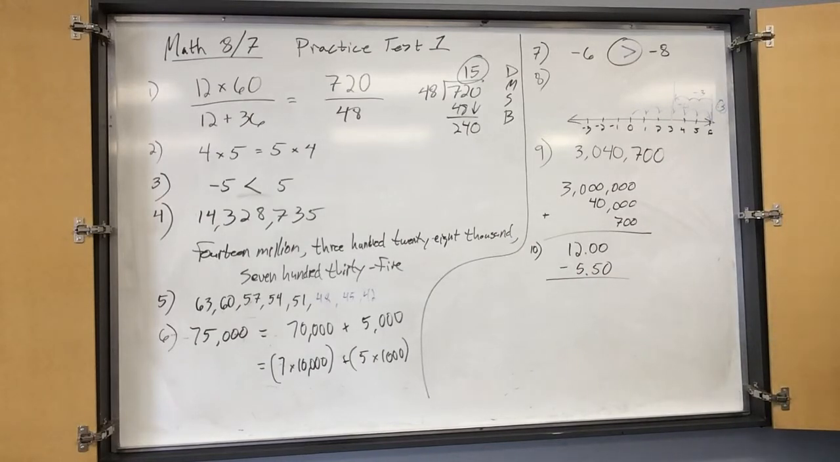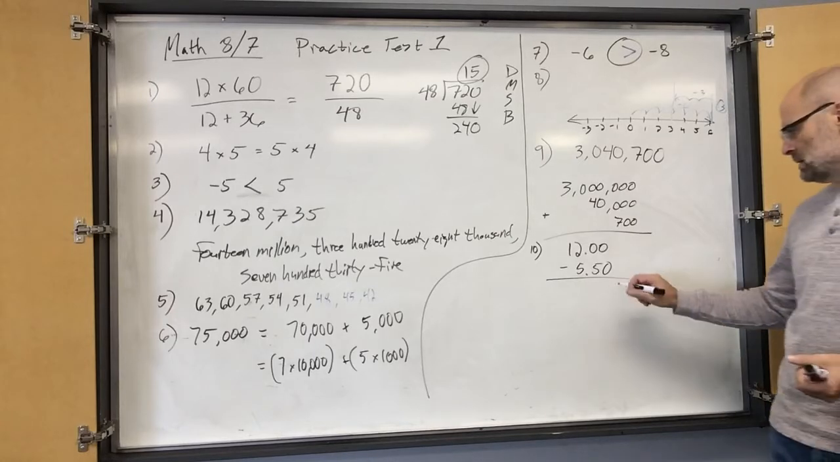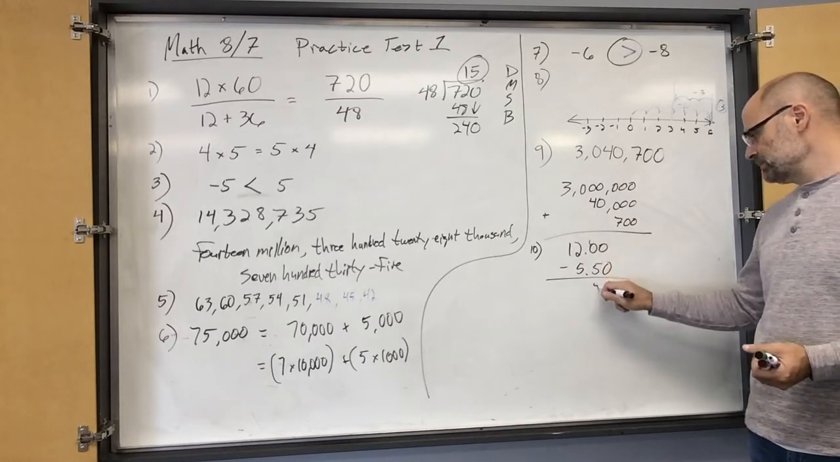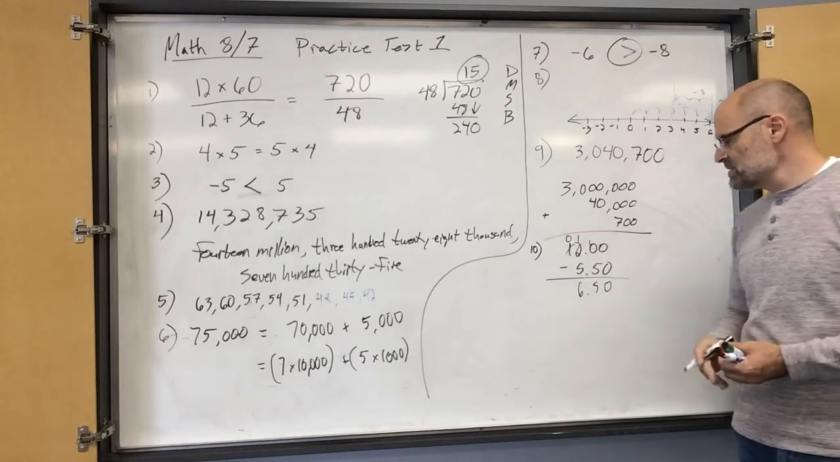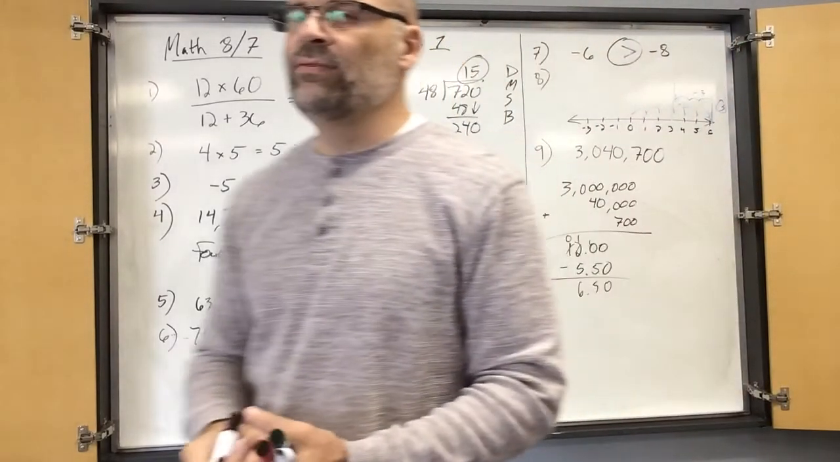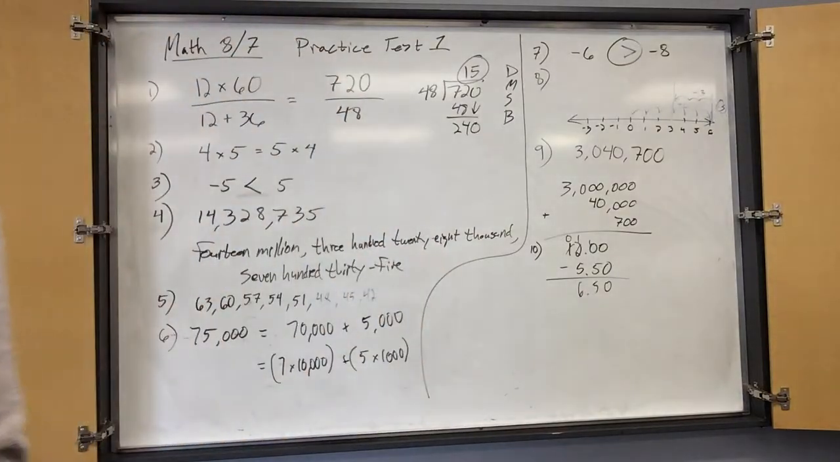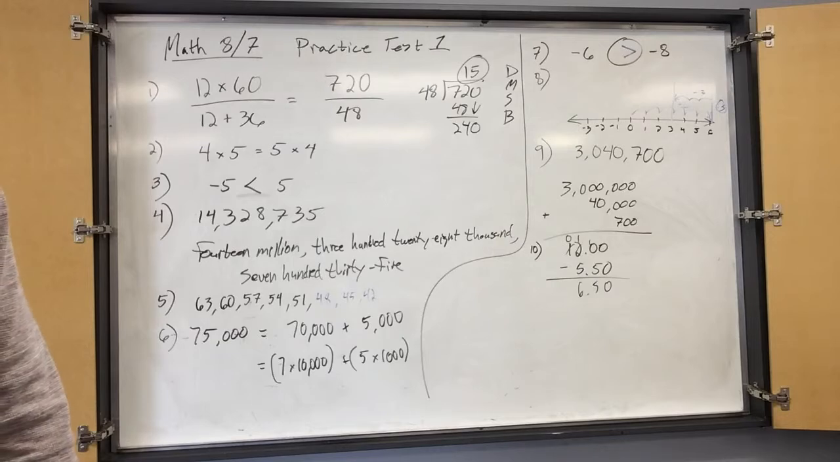Yes, did you get an answer? Hunter, what'd you get? 6.50. All right. Good job. So 6.5, you can say 6.50 or 50, or you can say 6 and 50 what? Cents or hundredths? Oh yeah. Because a cent is a hundredth, right?